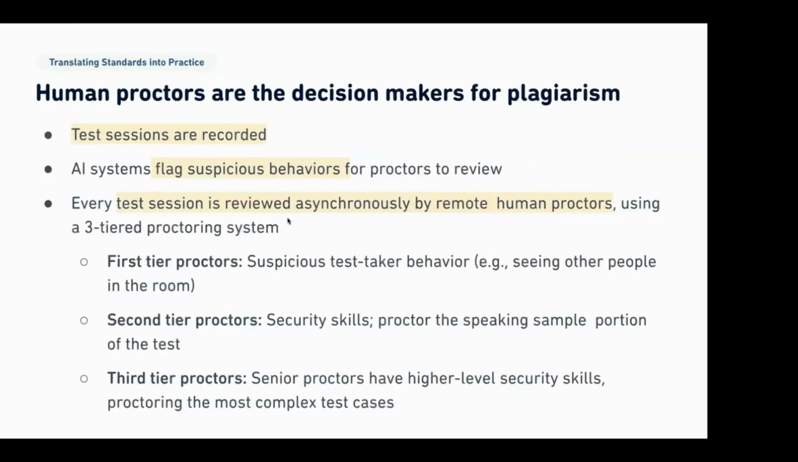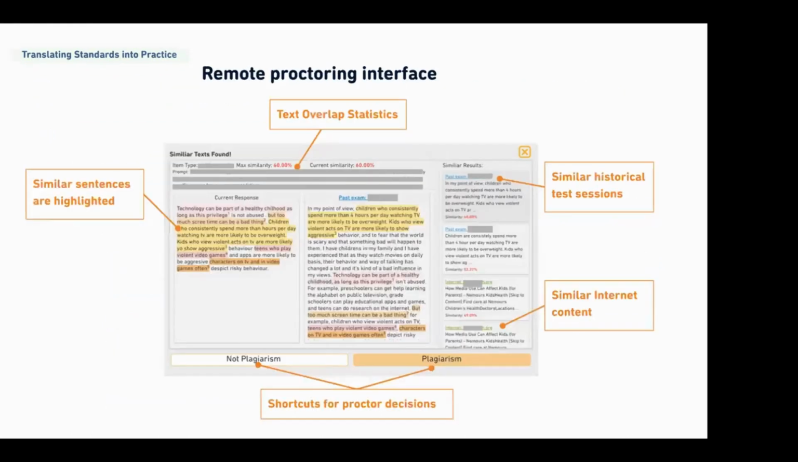especially with fairness. So at the end of the day, human proctors are the decision makers for plagiarism. Our tests are recorded. The AI systems flag the suspicious behaviors. Every test session is then reviewed asynchronously by remote proctors using a 3-tiered system. The first tier proctors are the people who might identify suspicious behavior. Second tier have more security skills. And then the third tier are the senior proctors with higher level security skills. And the tier system works as things get more and more serious.